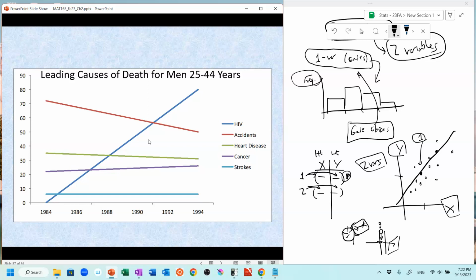But over this time period, the US for many decades now has been moving away from things like manufacturing and heavy industry and towards things like service. So that accidents number does make sense, that it's going down.